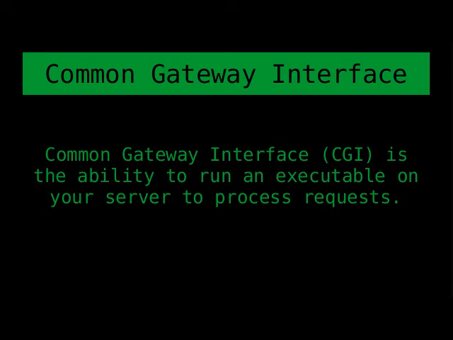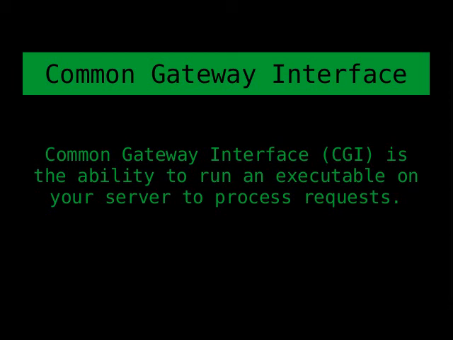I'm going to be talking about Common Gateway Interface. It's known as CGI, and it's the process of putting an executable written in whatever language you choose, as long as it's executable, onto the server to be able to process your requests. Instead of using a server-side script, you'll have an executable of some kind.